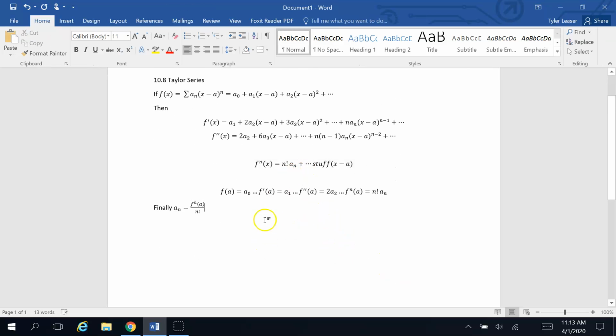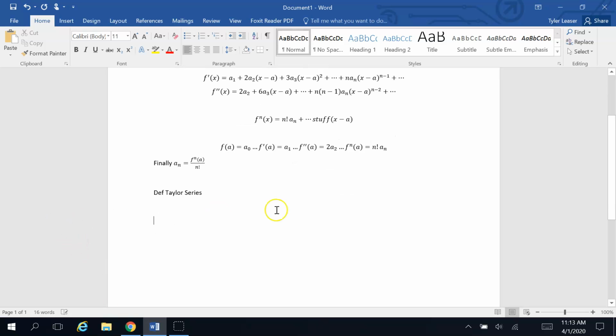Remember, the whole point of starting was that if I want my function to be a power series, the only thing I didn't know is these coefficients a sub n out in front. But with all this work we just did, we have now solved for them, and we can find them given a function. This lets us now define Taylor series.